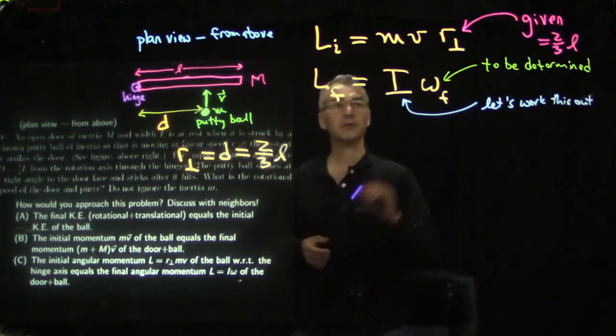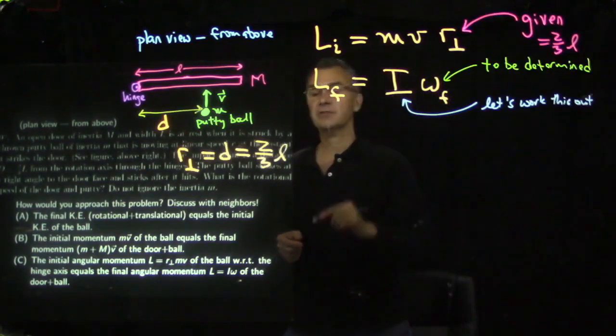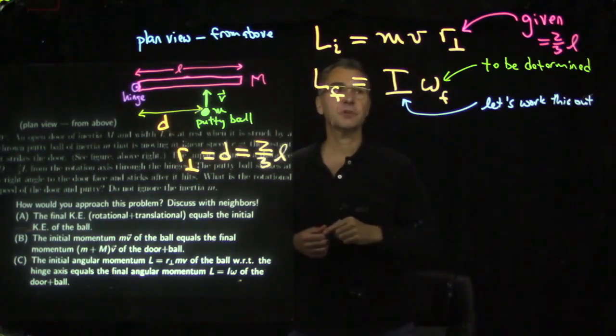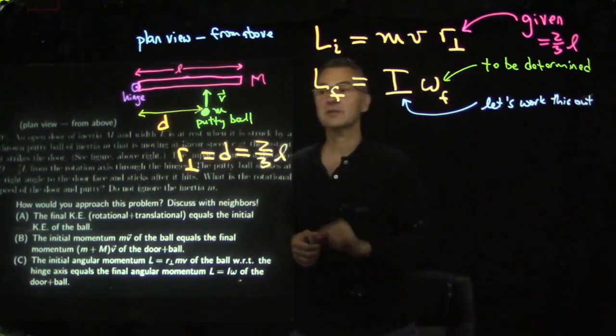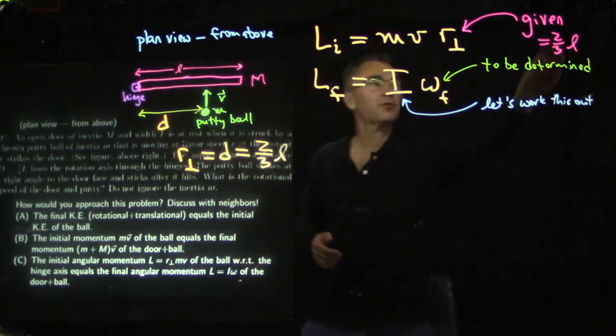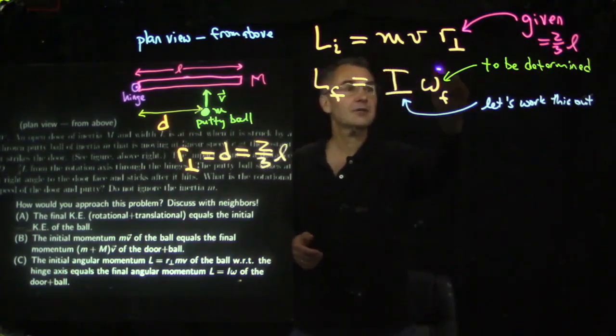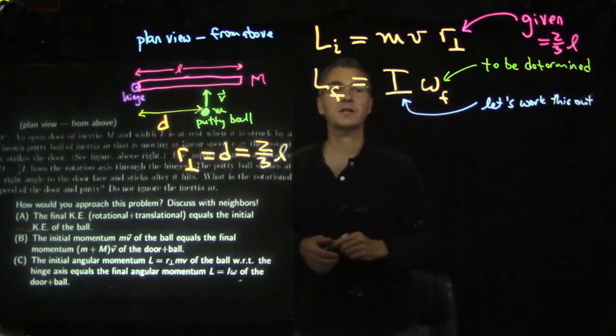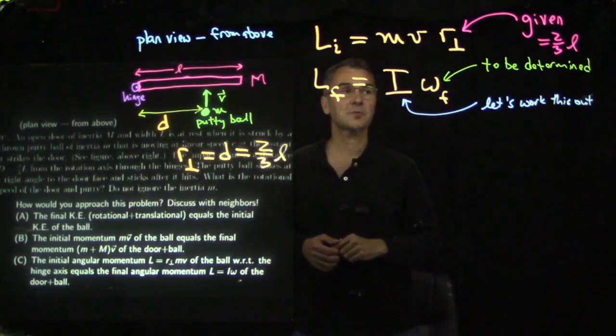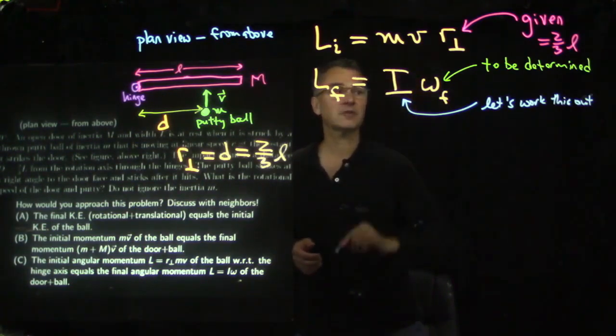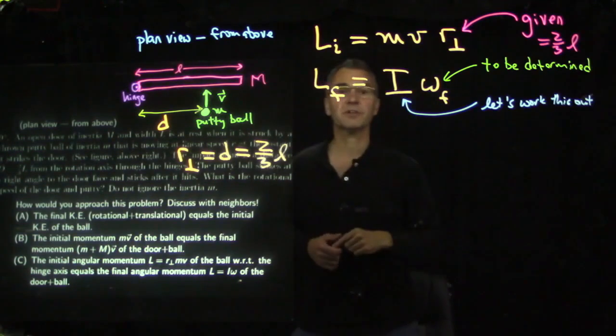So it seems like to solve this problem, the mass of the putty ball is known and the speed of the putty ball is known, and we are told that this perpendicular distance, some distance little d, is 2/3 of the width little l of the door, and the value to be determined is the rotation rate of the door plus ball stuck to it system after the impact. So the one more thing we need to work out before we can get an answer is what is the rotational inertia of the door with the putty ball stuck to it about this hinge.